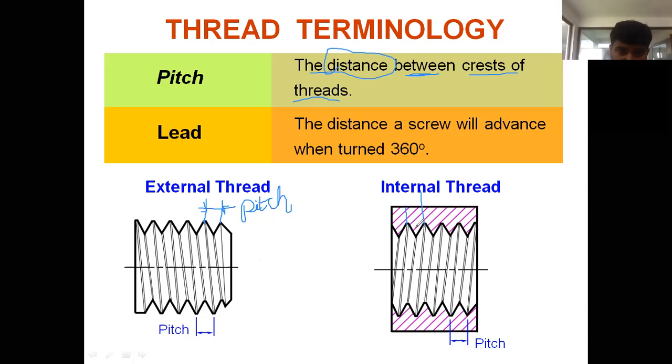Next, what is lead? Lead is the distance a screw will advance when turned through 360 degrees, a complete rotation. When you turn it 360 degrees, the distance traveled is the distance the screw will advance. That distance is called the lead.